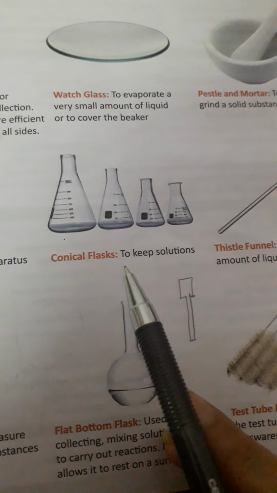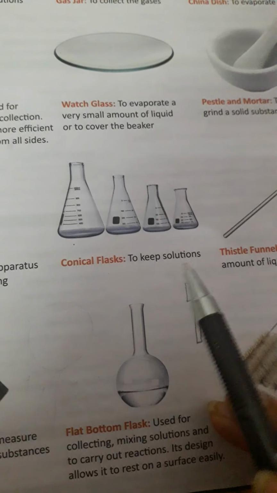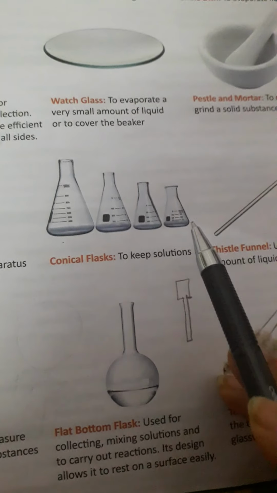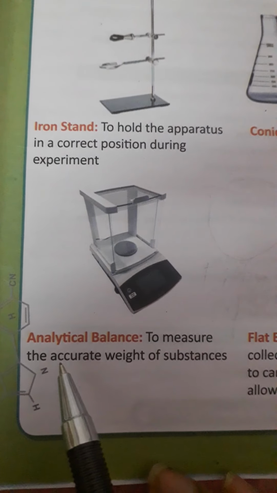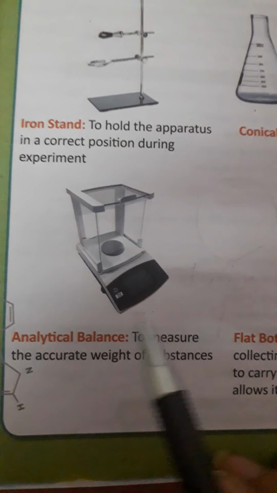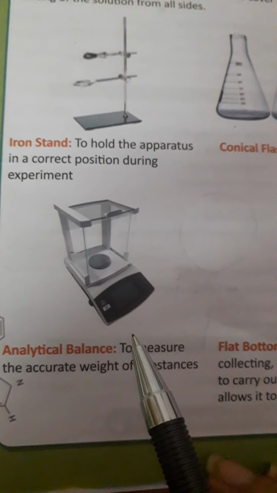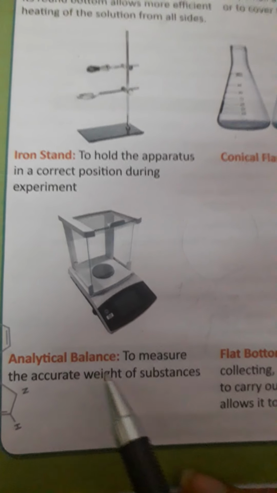This is your conical flask. Conical flask, this is conical in shape to keep the solution. This is also to keep the solution. It is in conical shape, and it comes in various sizes also. Then, students, this is your analytical balance. It is used to measure the accurate weight of a substance. If you want to weigh any chemical in a small quantity, then this analytical balance is very useful for that.